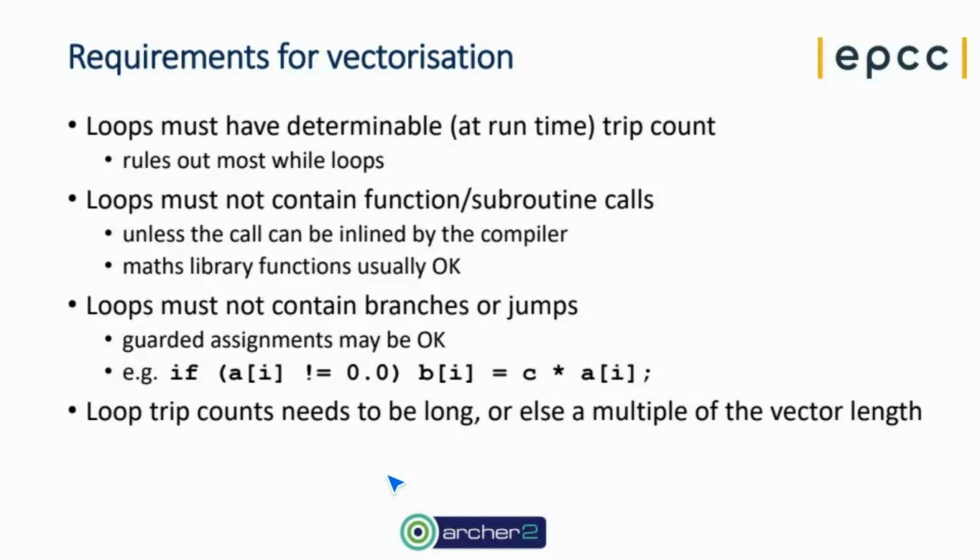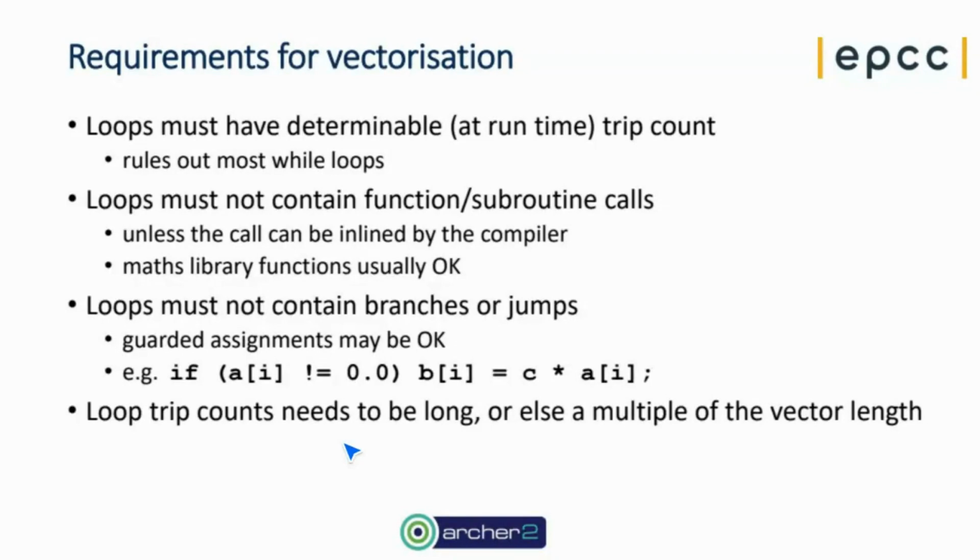The loops mustn't contain branches or jumps. Some patterns like guarded assignments might be okay, though, and can be dealt with. If the evaluation of the condition is itself vectorizable or can be turned into guarded vector instructions, then that's okay. So patterns like if a[i] is not equal to 0, then do something, that kind of thing can be dealt with. It may not be especially efficient. If the condition is frequently false, then you are basically taking up slots in those instructions which don't do anything. But that kind of pattern can be vectorized.